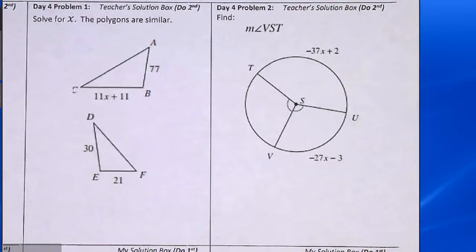Here's the answer for day 4, problem 1. Solve for x. We're told that these polygons are similar. Because they're similar, corresponding sides are going to be proportional. So if we match up the right sides, we can create a proportion.